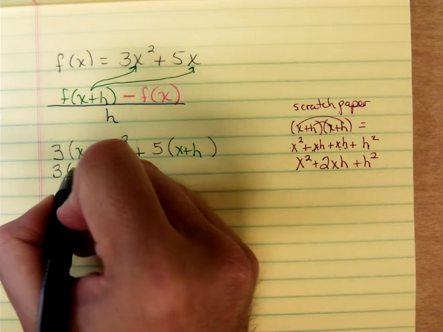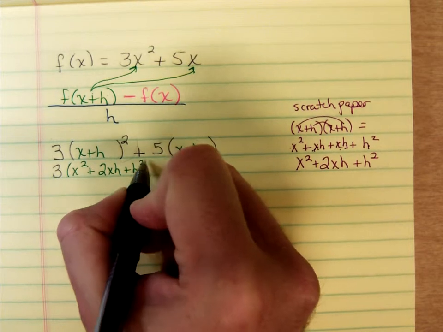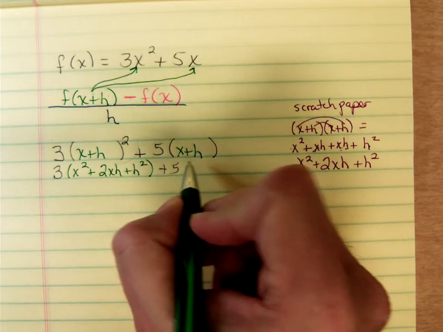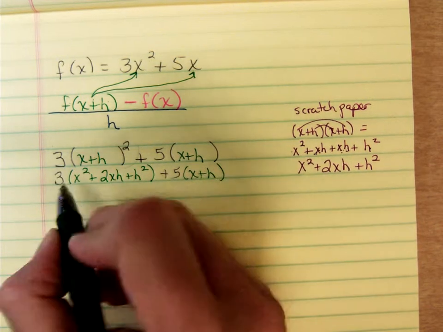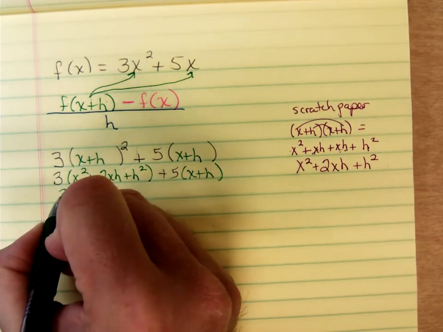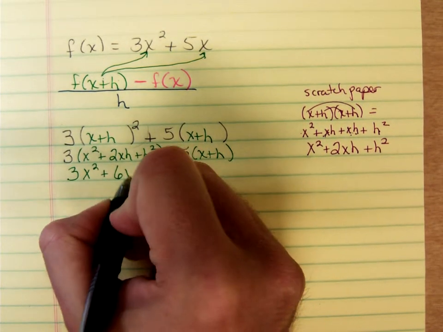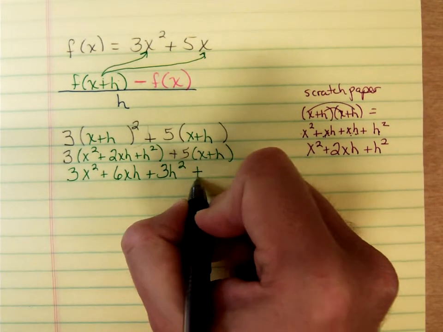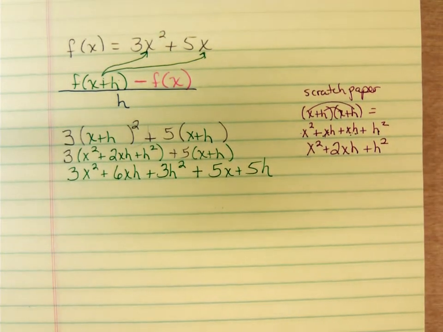So I have 3 times x squared plus 2xh plus h squared, and I have to distribute that 3 in a minute, plus 5 times x plus h. Now distributing the 3, we'd have 3x squared plus 6xh plus 3h squared plus 5x plus 5h. That's the f of x plus h part.